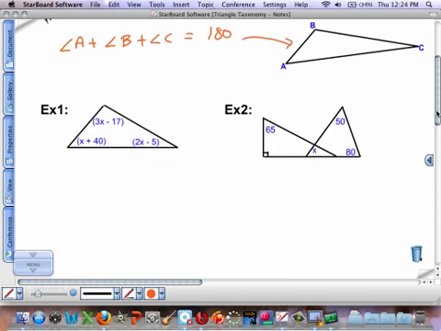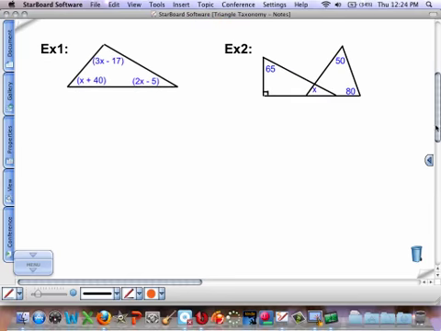So let's take a look at example 1. Add them up so they equal 180. Any questions? Okay, so example 1, here we go. How would I set up my equation on example 1? Go ahead, Balin. 3x plus 17, x plus 40, plus 2x minus 1, equals 180.